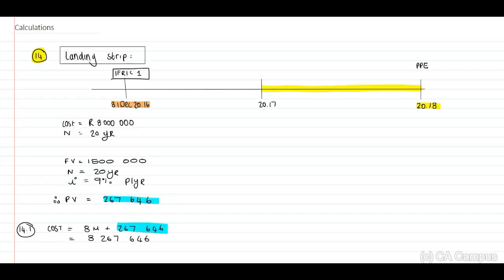Now I need to determine what is the accumulated depreciation. When you look at my timeline, guys, what is the accumulated depreciation for 20.17? Remember, I need this on my PPE note. How do I do this? I need to make use of my cost, which is the 8,267,646. I'm going to call this calculation 14.2. Look at the bottom left side of your screen. 8,267,646. Divide this by the 20 years, and this will be an amount of 413,382. And let's transfer this.